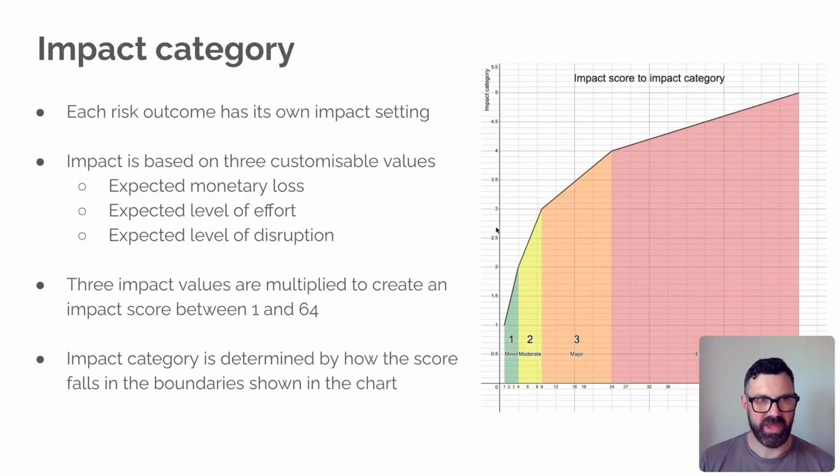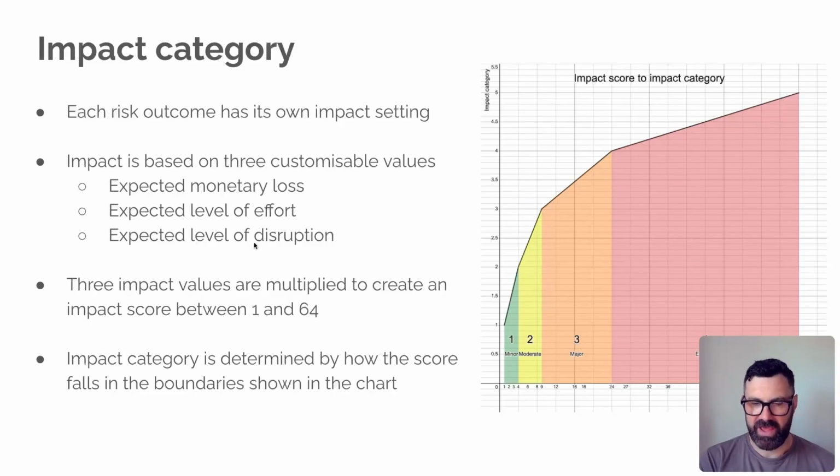But first, impact. Each risk outcome has its own impact setting. That means that you can customize your impact for each of the risk outcomes. Maybe you want to set priorities, or you view malware infection differently from data theft. The impact's greater, so you can tailor that to your specific risk posture. And as I mentioned before, impact is based on the 3 customizable values: expected monetary loss, expected level of effort, and expected level of disruption.